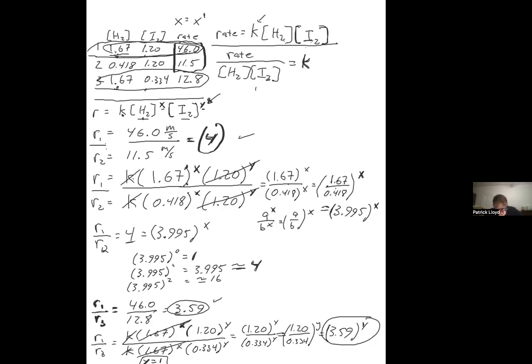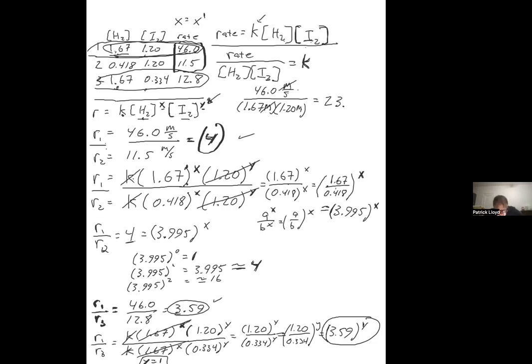Okay, so now I'm just going to plug our values in for experiment 1. So that would be 46.0 molarity per second over 1.67 molar over 1.20 molar. Okay, so that's rate over H2 I2. You do the division there and you get somewhere around 23. Okay, now what about the units? This molar will cancel with that. So I just have 1 over seconds.